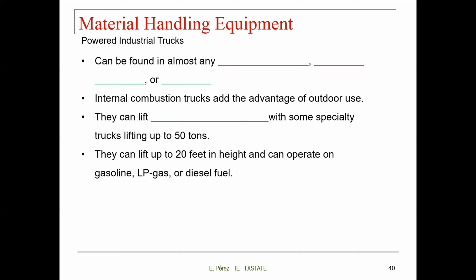Power industrial trucks can be found in almost any manufacturing plant, loading dock, or warehouse. Internal combustion trucks add the advantage of outdoor use. They can lift between 2,000 and 15,000 pounds, with some specialty trucks lifting up to 50 tons. They can lift up to 20 feet in height and can operate on gasoline, LP gas, or diesel.